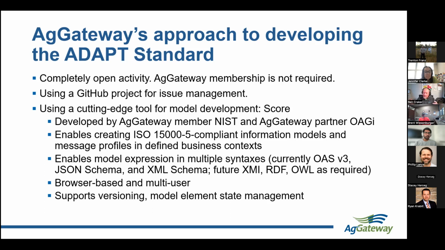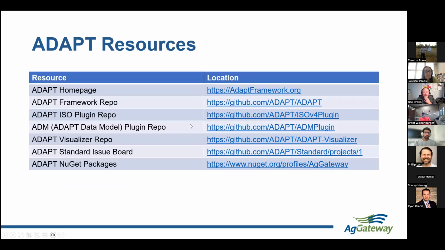And that allows you to express the model as an OpenAPI specification, JSON, XML. You can do it as a CSV, however you want to express that to make it a little bit easier to use for different systems, and it supports versioning and some other stuff that's pretty handy. So that's kind of the nickel tour of ADAPT.